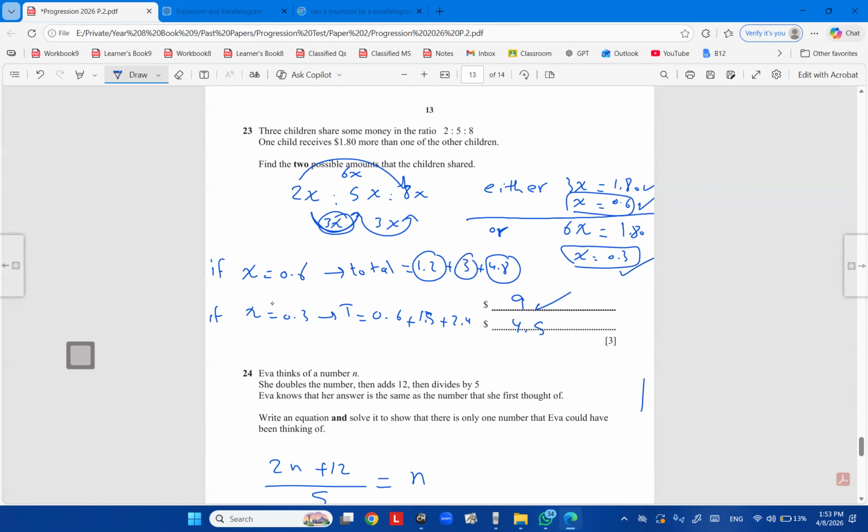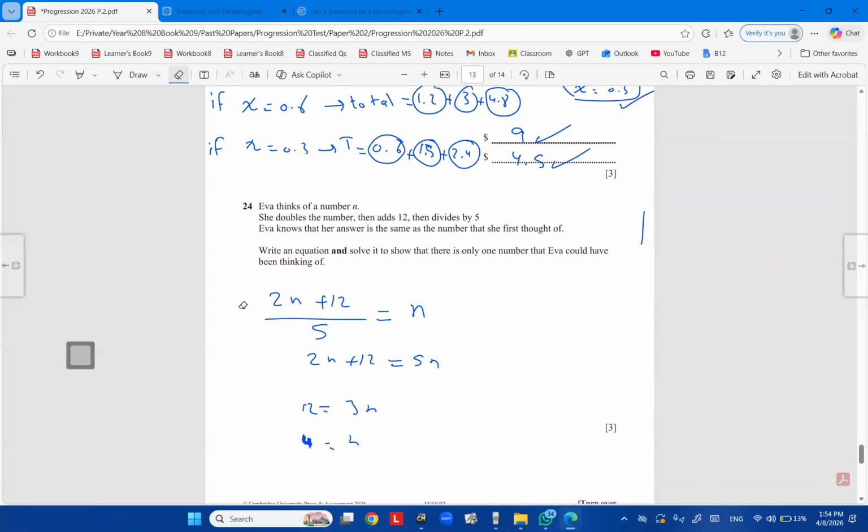Or if x is 0.3, this is the other case. 2 times 0.3 is 0.6. 5 times 0.3 is 1.5. 8 times 0.3 is 2.4. Then the total could be 4.5. This is the other solution.